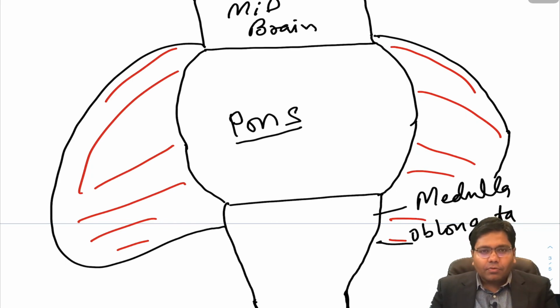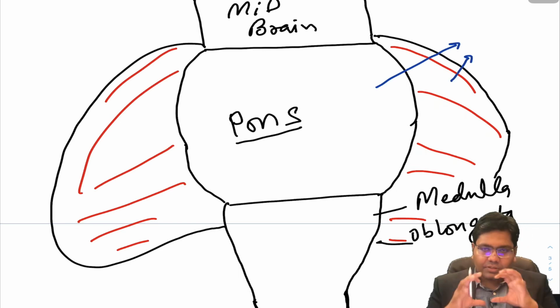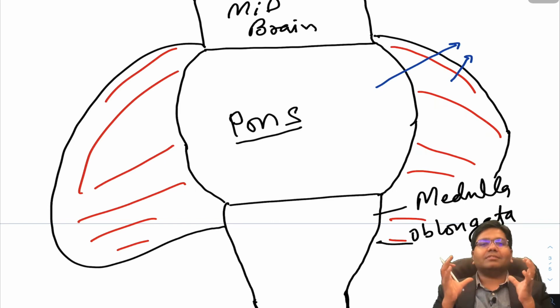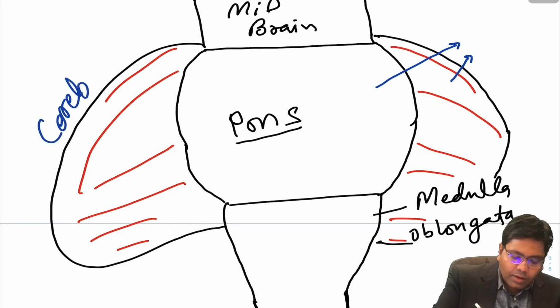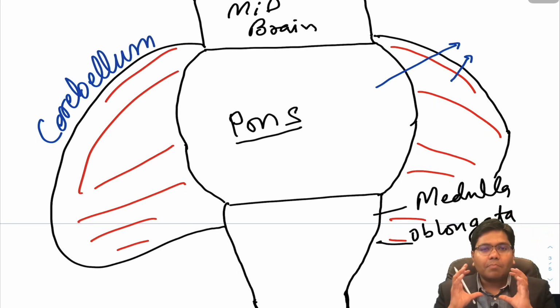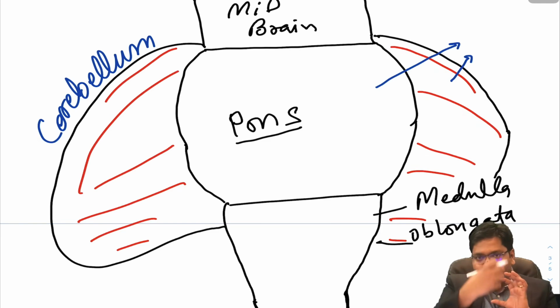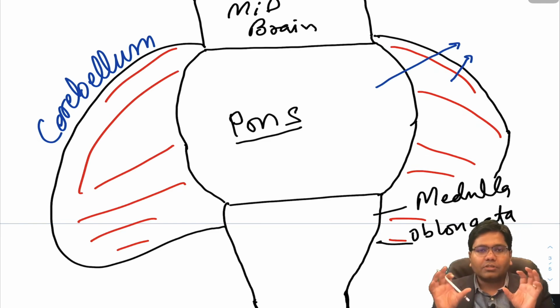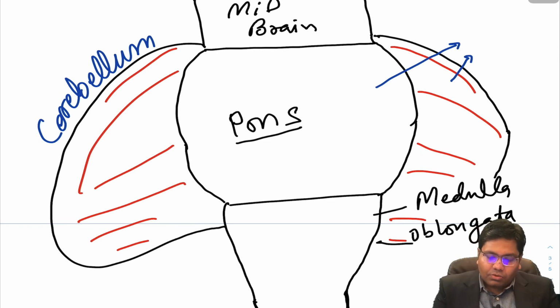Rhombencephalon is further divided into myelencephalon and metencephalon. So this is the pons and this is the cerebellum, the entire structure behind the brainstem. From the anterior view, here is the brainstem and this is the cerebellum. You are going to see these two parts in this diagram. Pons and cerebellum together are the part of the hindbrain that is also known as metencephalon.